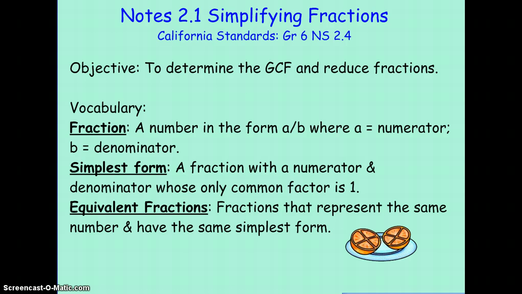Our vocabulary: fraction, a number in the form a over b, where a is the numerator, b is the denominator. Simplest form, a fraction where the numerator and the denominator whose only common factor is 1, so it is reduced as far as it can go. And equivalent fractions, fractions that represent the same number and have the same simplest form. Okay, real quick notes today. Let's go ahead and go on to teacher example.